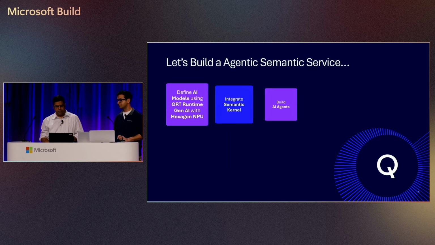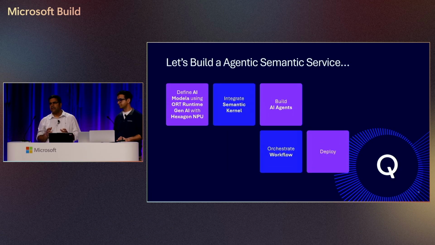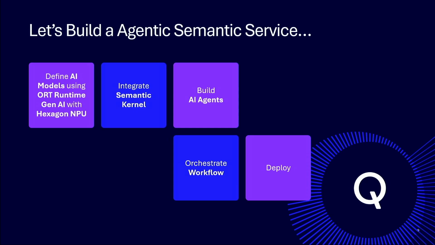So now let's connect those things and build a service. First, we want to define the AI model using ORT Gen AI. As I said, predefined models are already available as part of the Foundry, and they run on our Hexagon NPU. Next, we integrate the semantic kernel, which is the industry standard API that you will be using either with OpenAI, on the ORT runtime Gen AI, or with any other third-party application like Ollama, which also supports semantic kernel.